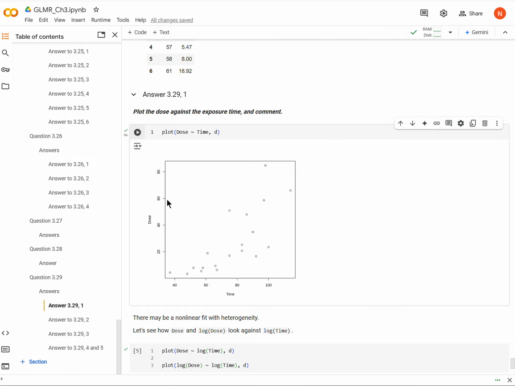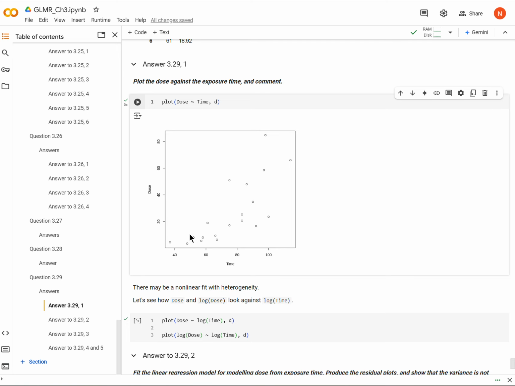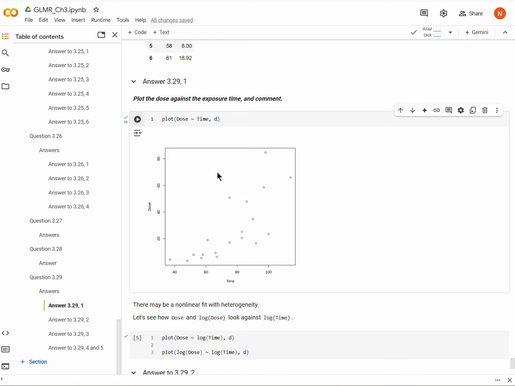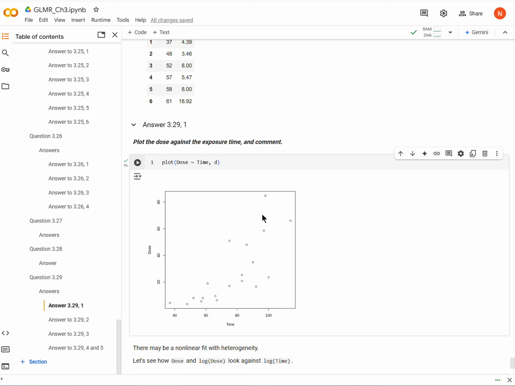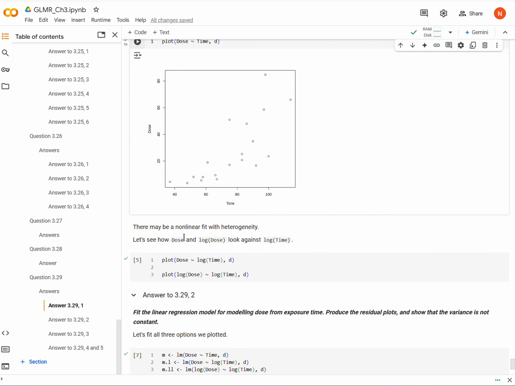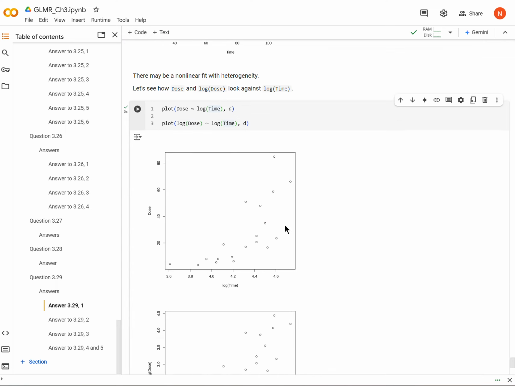Anyway, I think there's some more stories you could tell about why the heteroskedasticity takes place. Maybe whatever this procedure is, it could be that the dose of the radiation is not consistent through the whole time, or whatever. But anyway, getting back on track here, I want to also plot dose against log time, and then log dose against log time, just to see how those relationships start to change.